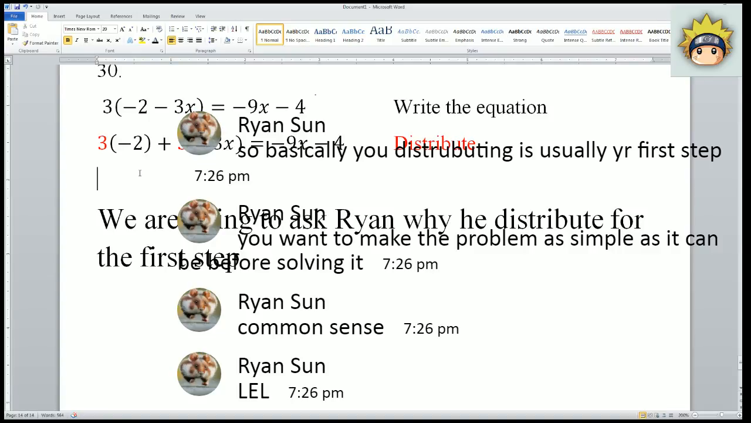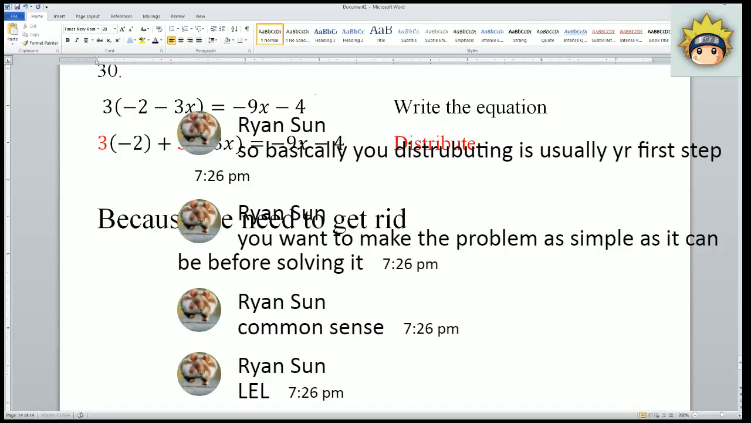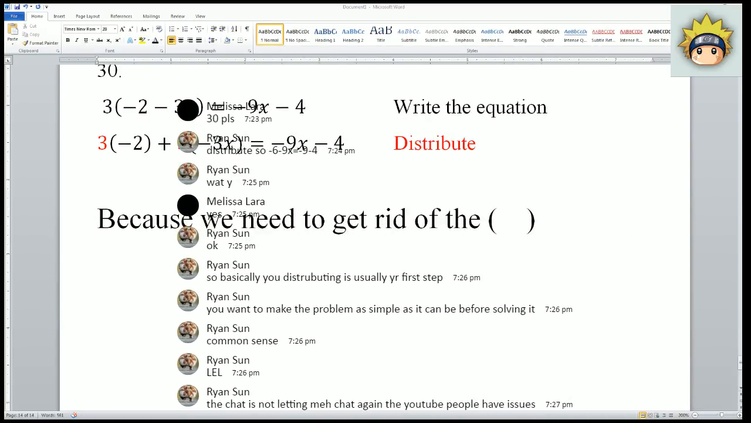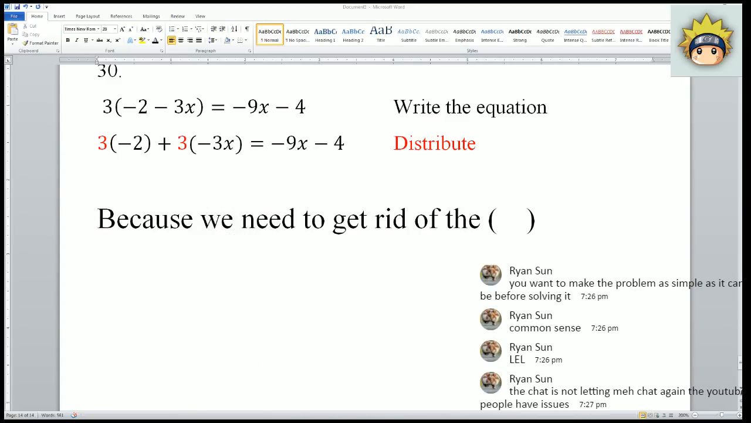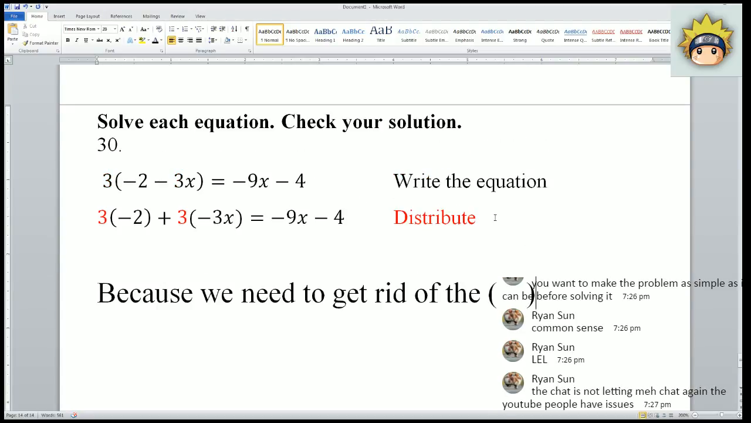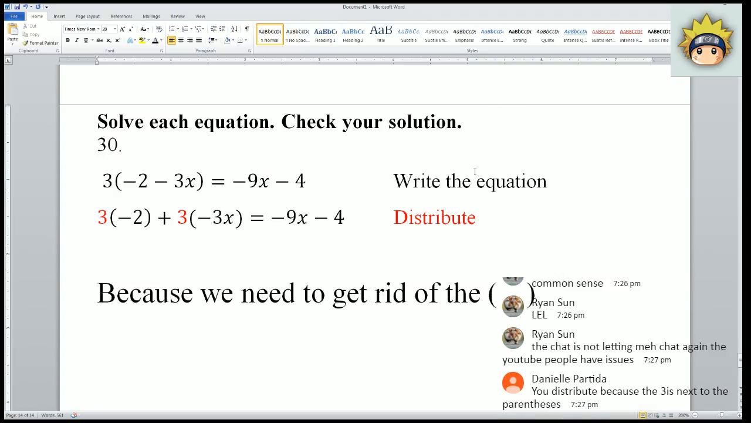Okay. The main reason is, because we need to get rid of the parentheses. I think that's how you spell parentheses. Alright, whatever. You gotta get rid of these things first, okay? That's what you need to do. Gotta get rid of those bad boys right here. Let me drop down the chat a little bit. Right, so we have to get rid of that first. That's the reason why you distribute, okay, Melissa? Right, it's the PEMDAS. So that's why we distribute.